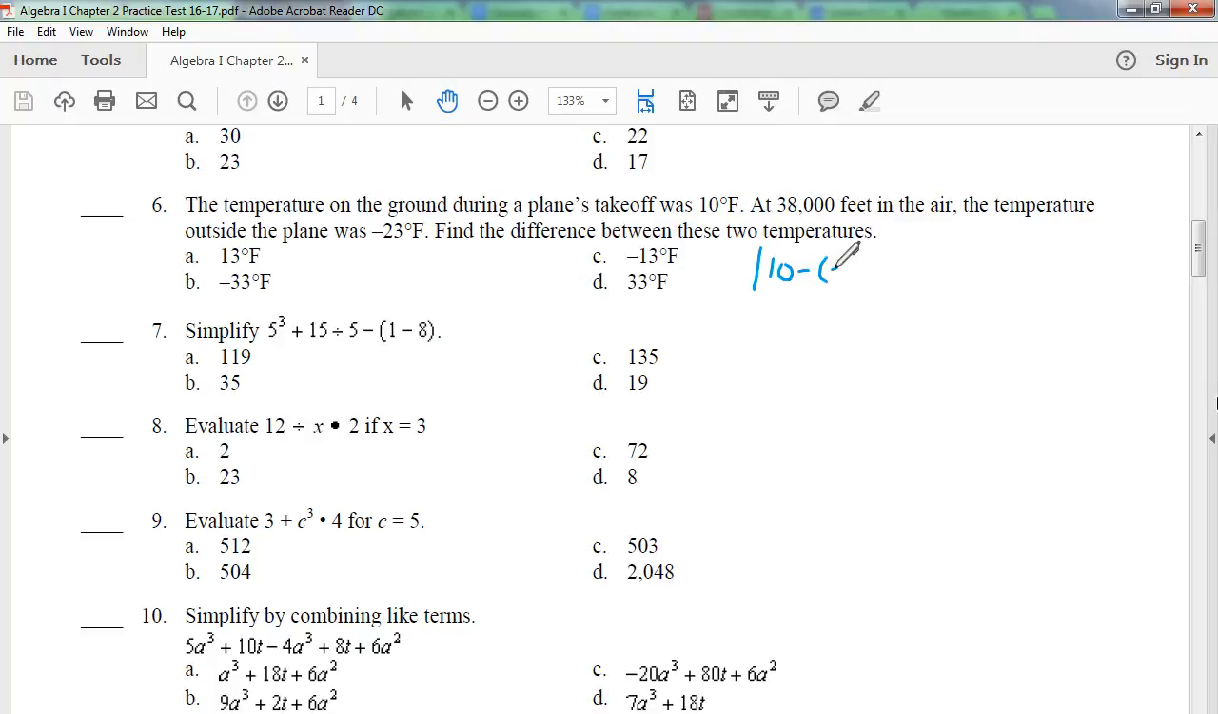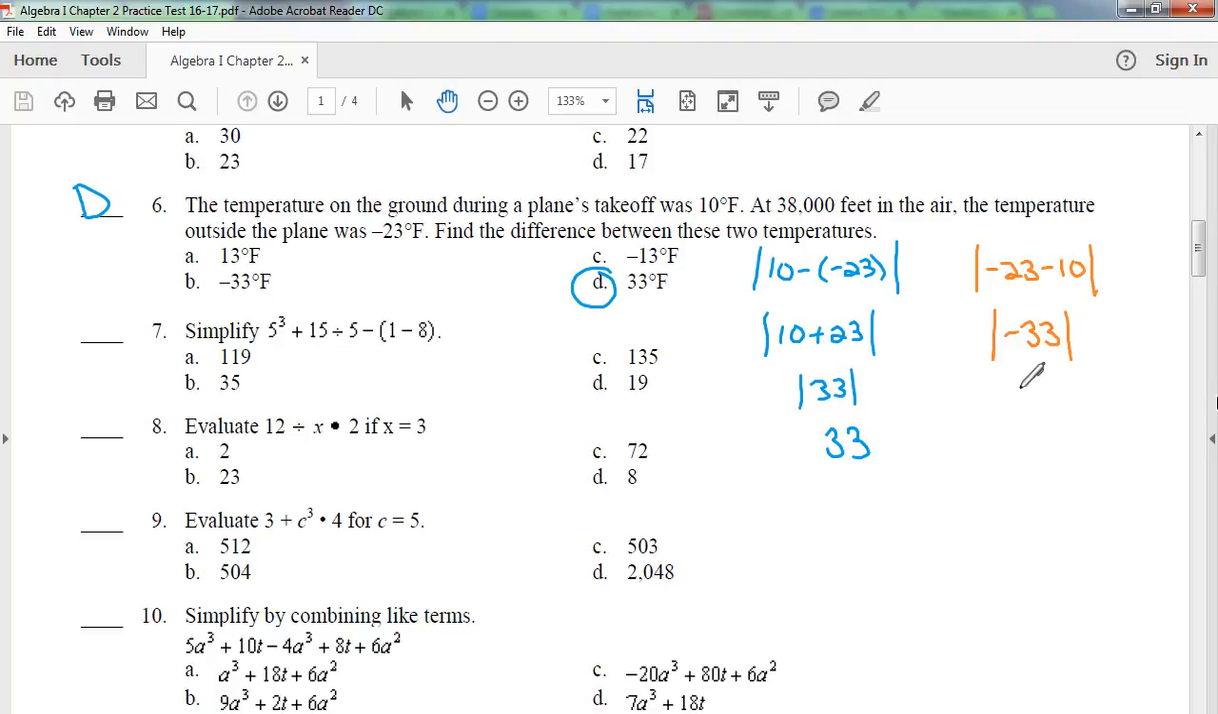So if we take 10 minus -23, in absolute value, the answer there, minus a negative is the same as adding that positive. So we have the absolute value of 33, which is 33. And our answer is D. If you were to have subtracted the other direction, let's look at that for just a moment. If we had done instead -23 minus 10, because we're inside the absolute value here, the answer would have ended up the same. The absolute value of -33 is also 33.